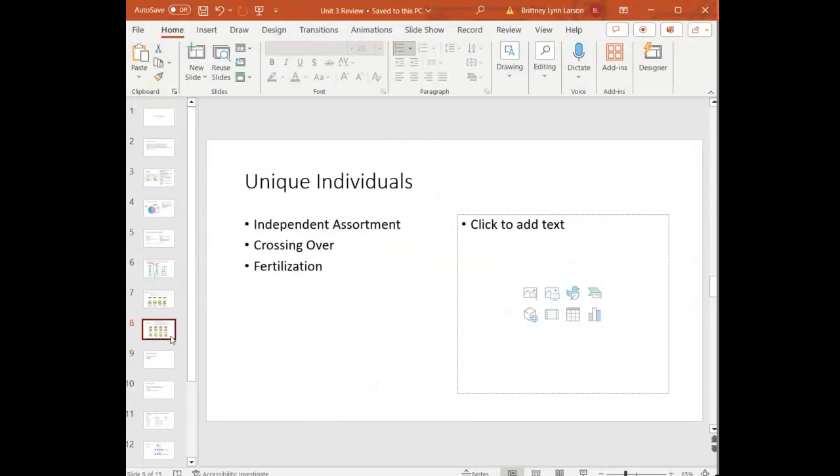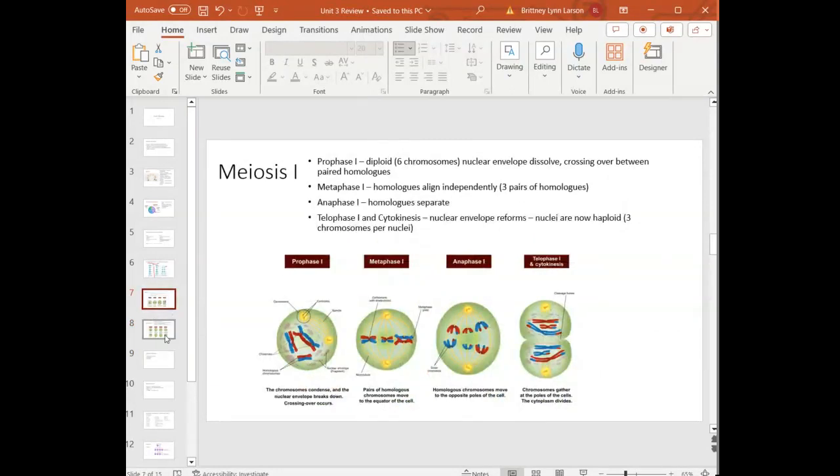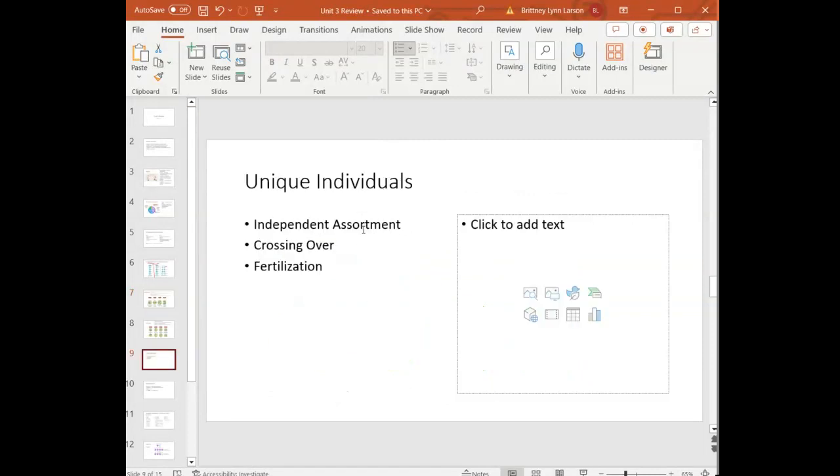But I do want to talk about how we get these unique individuals. So meiosis 1 and 2, the big thing, remember, meiosis 1 is everything unique, and the big 2 there are crossing over and independent assortment.